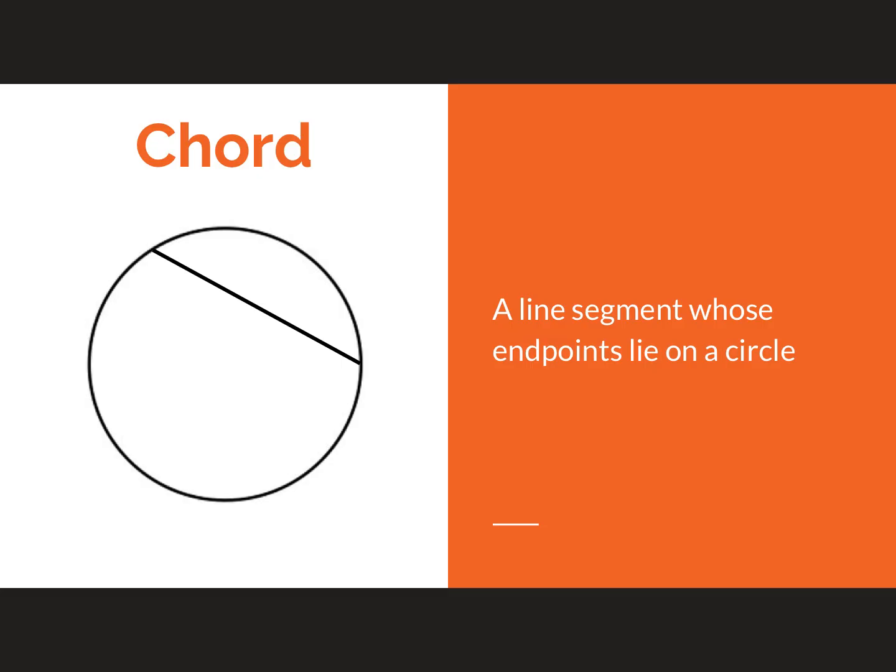The next word is chord. A chord is a line segment whose end points lie on the circle. So you see this one. It comes and it touches on both sides of the circle. You'll notice this particular chord does not pass through the center. It's important that we note that this one is not passing through the center of our circle.